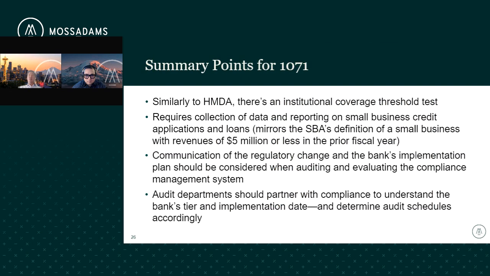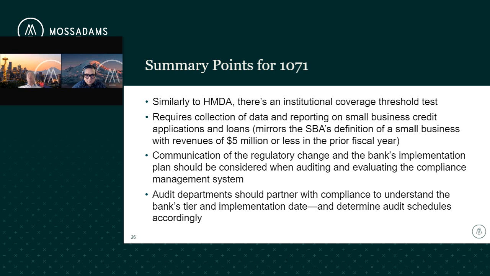Just a couple of summary points here as we close out the 1071 piece. Similar to HMDA, there's an institutional coverage threshold test. You need to check as well annually if this applies to you. It requires collection of data and reporting on small business credit applications and loans.